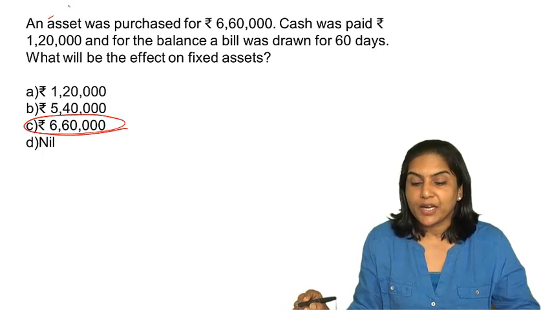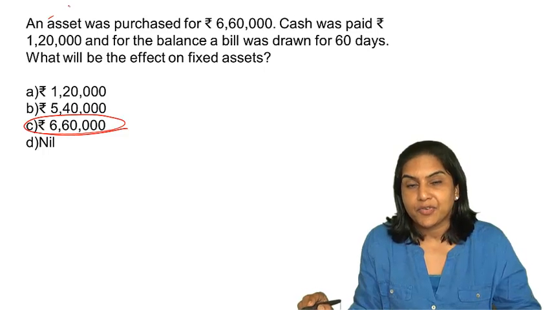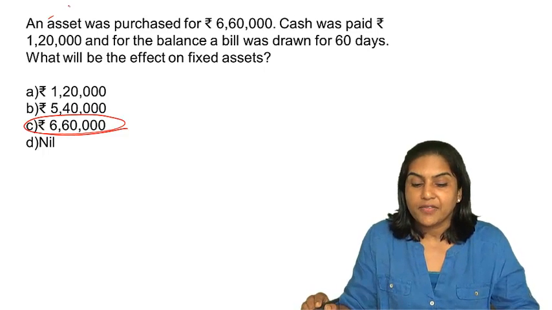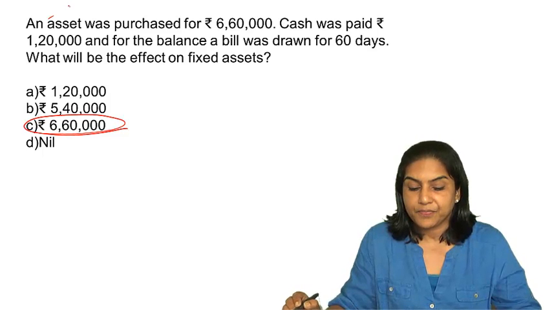Cash paid was 1,20,000. Cash is not a fixed asset. It is called a current asset. Fixed asset is a non-current asset. Therefore, the effect will be 6,60,000.